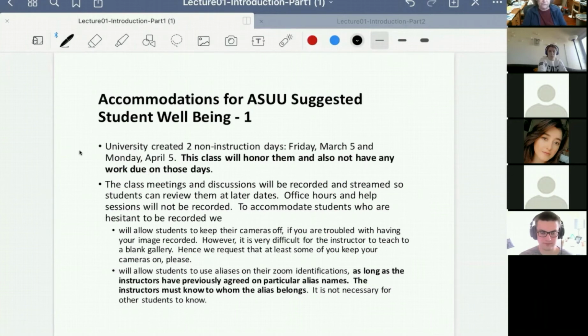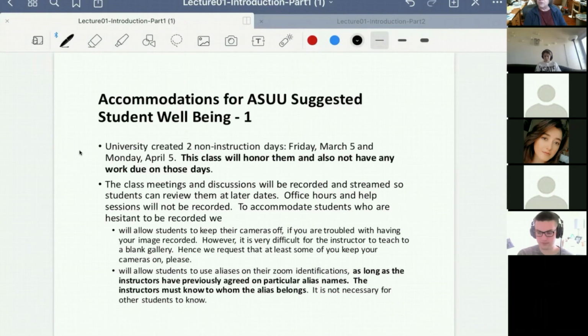Because of COVID, because we're all in a stressed situation, ASUU made some suggestions for faculty to try and accommodate student well-being. I just wanted to list the accommodations that this class has made an effort to give you. I can't do everything that's there simply because I have to cover a certain amount of material, because these are the learning outcomes. I can't skip sections. So I'm trying as hard as possible to accommodate you.